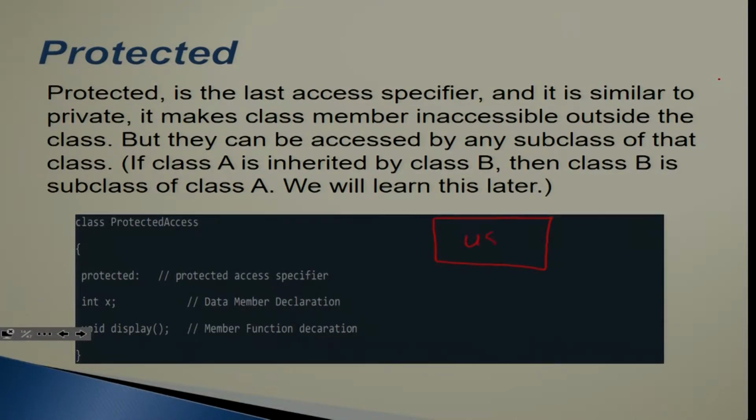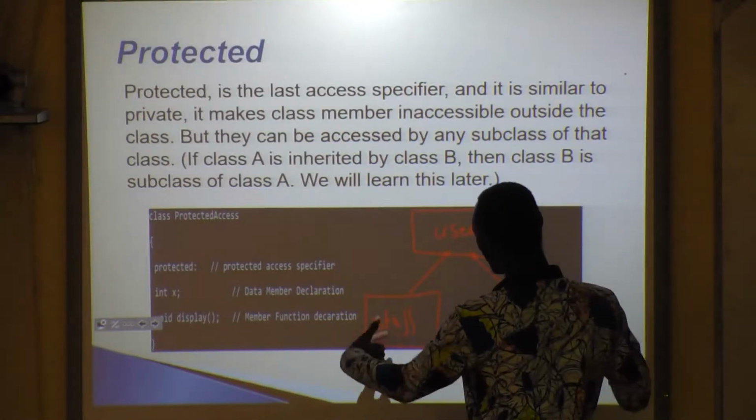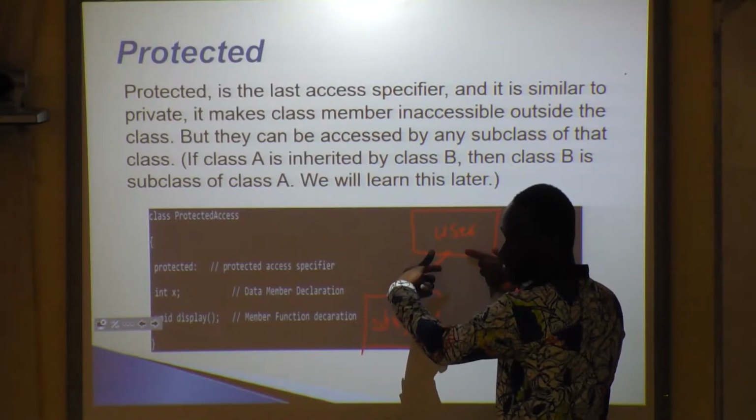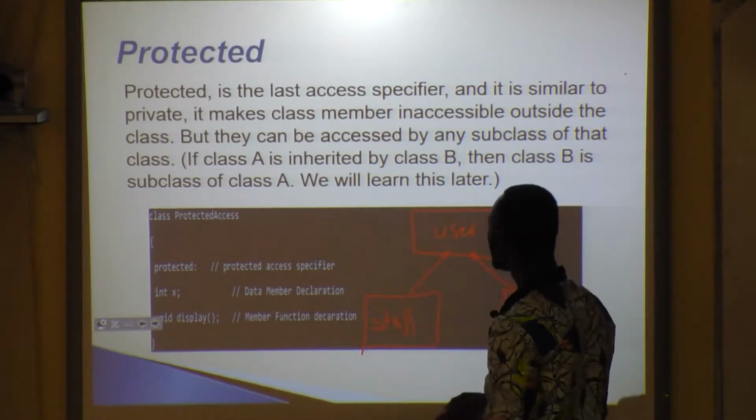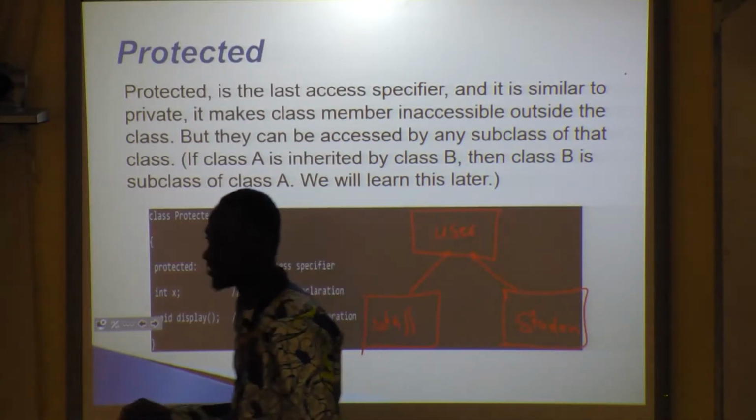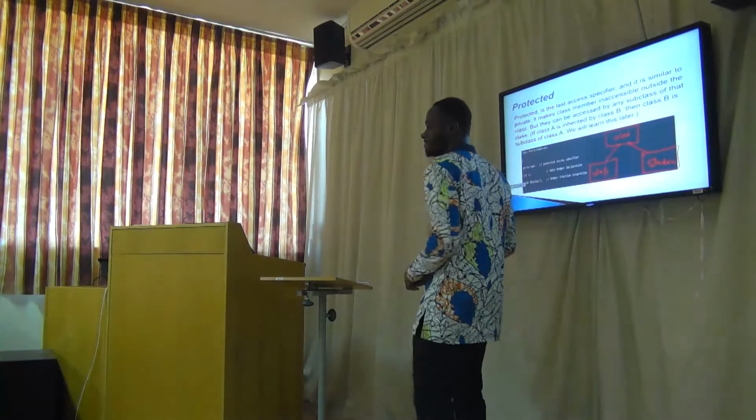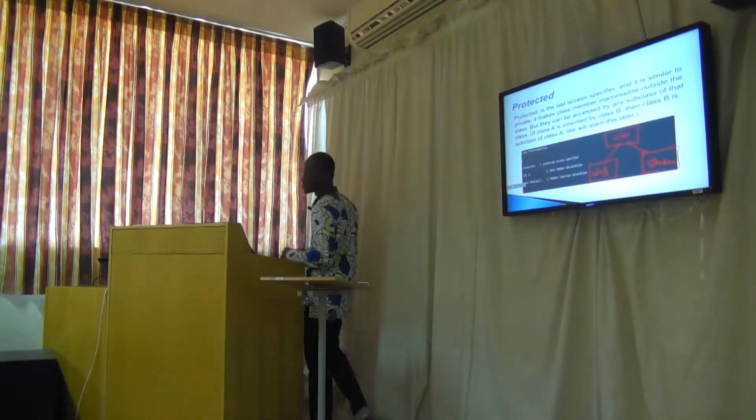This one is a user. Let's say this one is the staff. This one is the student. If I declare some attributes here as protected, that means those two can have access to it. But if I declare it as private, they cannot.